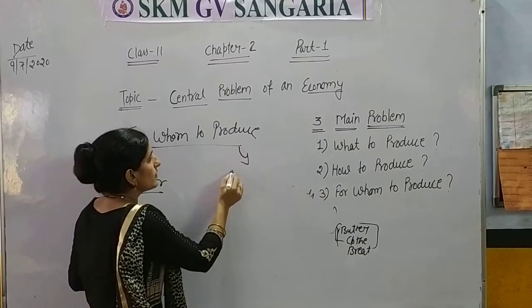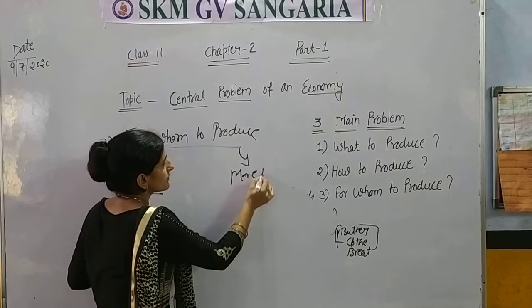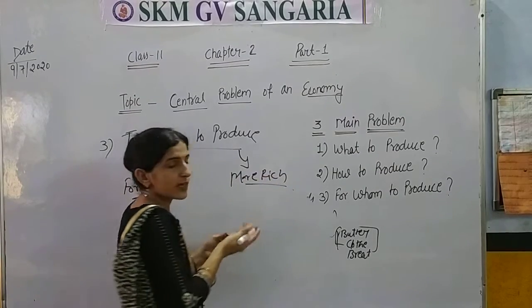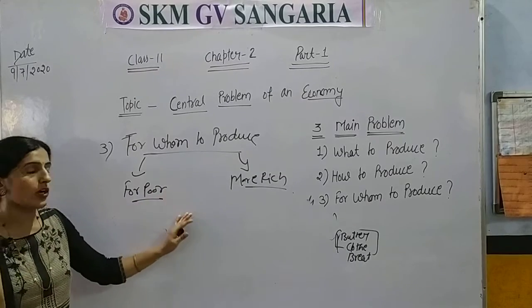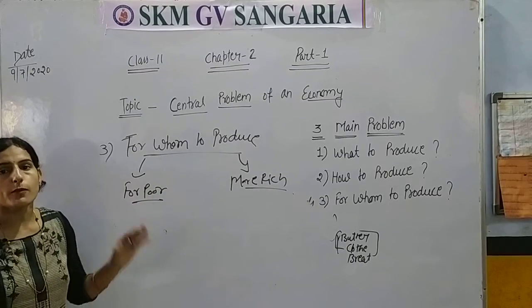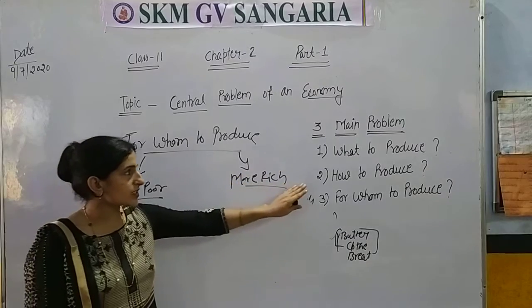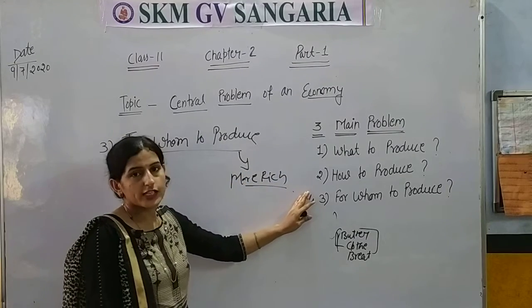If we are producing more for the rich, then the rich will become richer and the poor will become poorer. Then this is also the problem of for whom to produce. So students, today we have studied three main problems of the economy.